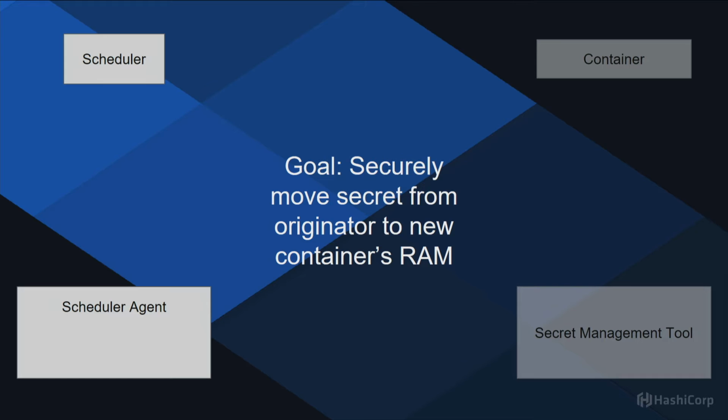All right. So let's say that we have a scheduler, a container, a scheduler agent, and a secret management tool. The secret management tool is hard to see on here, but it's actually grayed out because it's not yet in our example. I'm going to go back to this diagram a few times. The goal is to securely move a secret from the originator, the source in our chain of trust, to the new container's RAM, the destination in our chain of trust.